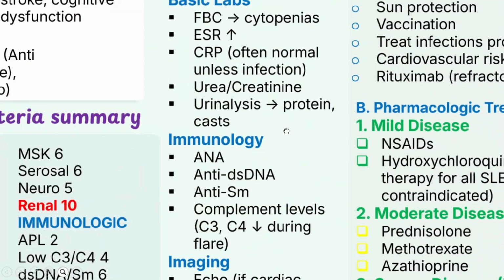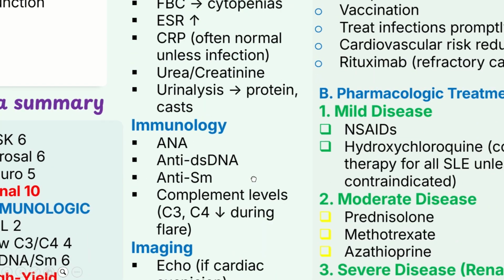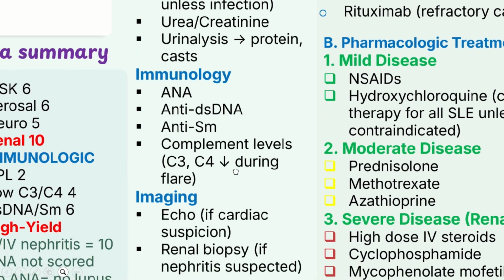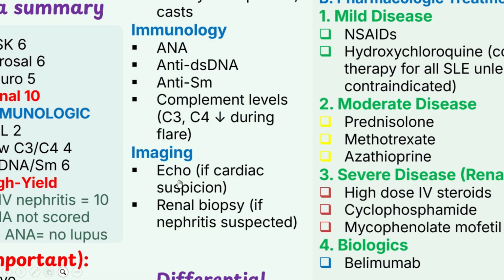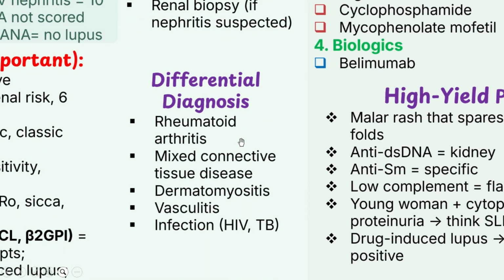So we're going to look at the basic investigations. We're going to do the basic labs. You're going to do the full blood count where you look for cytopenias. You're going to do ESR, CRP, urea and creatinine, and urinalysis. Immunology, you're going to do the anti-dsDNA, anti-Smith, and complement levels. You do the imaging, where you can do an echo if you have cardiac suspicion. You can do renal biopsy and things like that. Then we have differential diagnosis. We can rule out rheumatoid arthritis, mixed connective tissue disease, dermatomyositis, vasculitis, and infections sometimes, like HIV and TB.